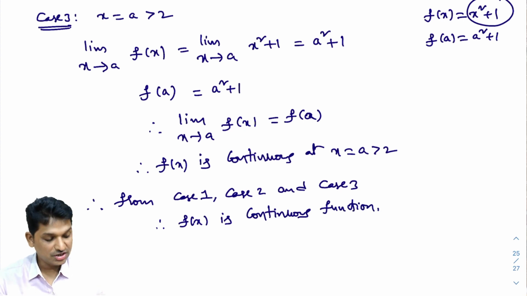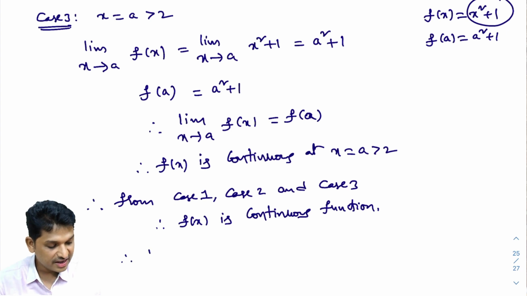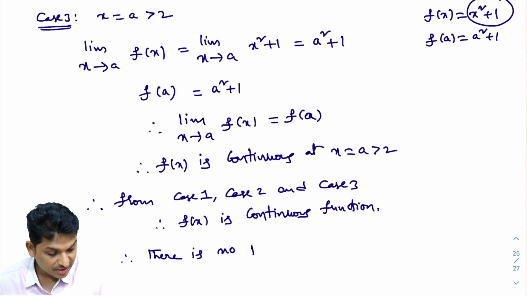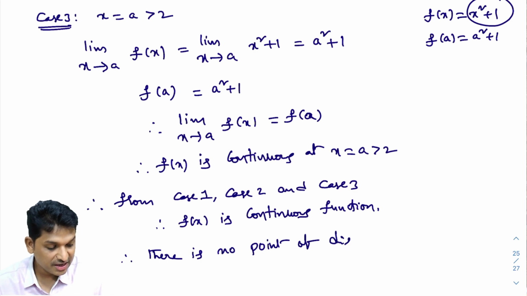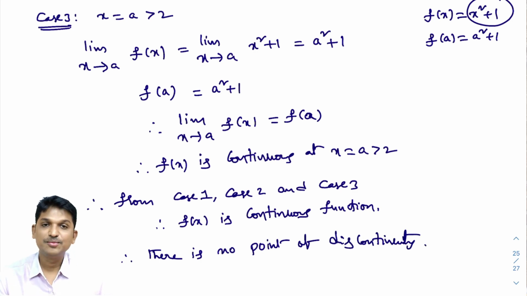When the function is a continuous function, what are they asking in the question? Find all points of discontinuity. They are asking for all points of discontinuity. So what you will say here? There is no point of discontinuity. So in this problem, there is no point of discontinuity. I hope you understand this solution, right?